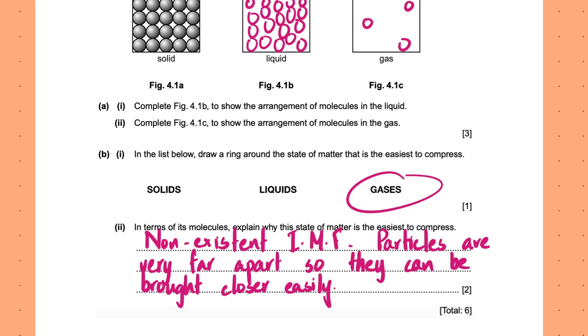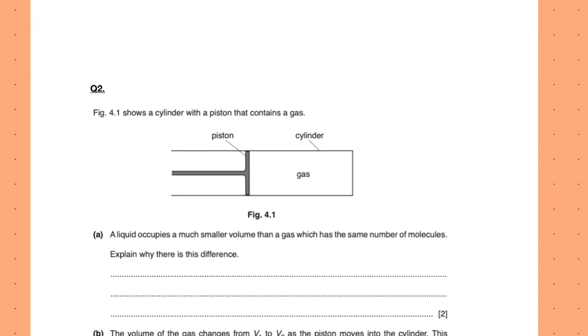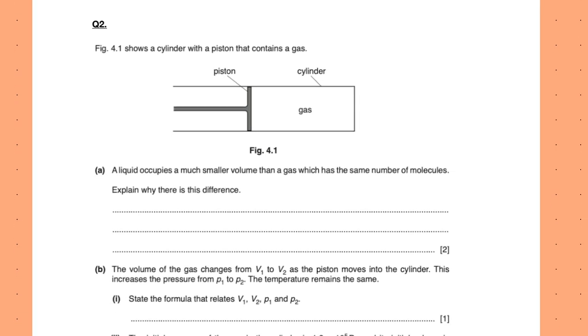Next question. Figure 4.1 shows a cylinder with a piston that contains a gas. Part A: a liquid occupies a much smaller volume than a gas which has the same number of molecules. Explain why there is this difference. Again, we have to talk about intermolecular forces.